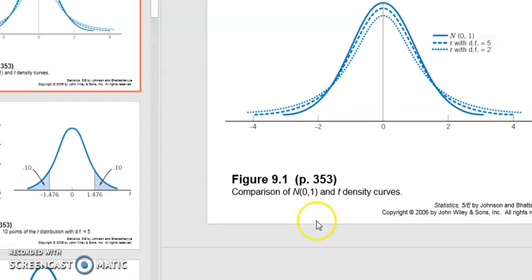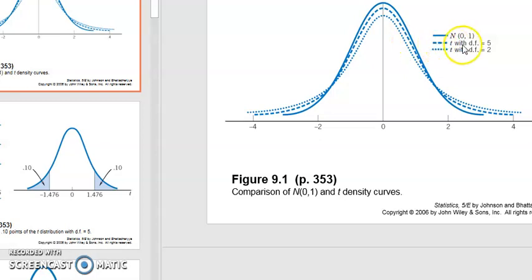For t distribution, also called student's distribution, because the sample size is small, the graph may not be the same as the normal standard distribution. As you can see, this solid line curve, the bell-shaped curve, is the normal standard distribution with the population mean equal to 0 and standard deviation equal to 1.